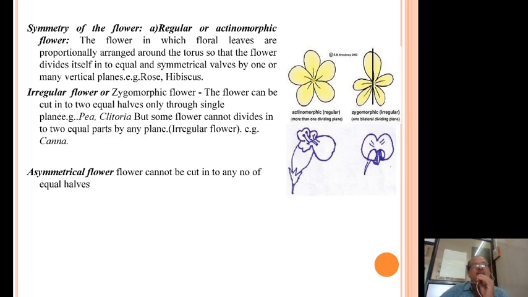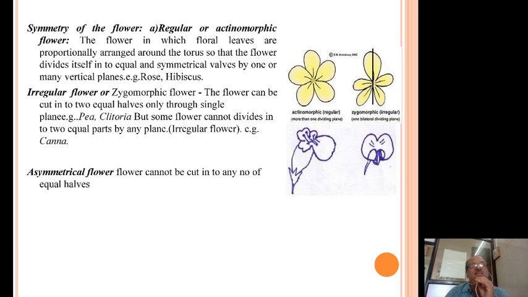Then the second type is the irregular flower or zygomorphic flower. In the case of an irregular or zygomorphic flower, you can divide the flower into two equal halves, but only with the help of a single plane. So if you take the example of the pea plant, in the pea plant you can divide that flower into two equal halves by a single plane. If you try to divide by another plane, then the flower will not be divided into two equal halves. So such a flower is called a zygomorphic flower.